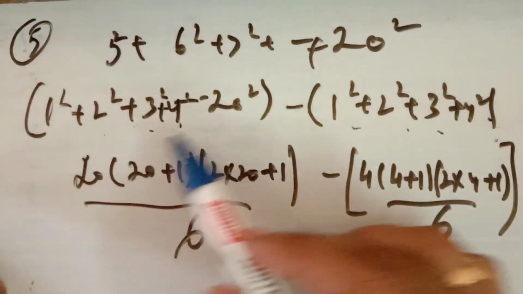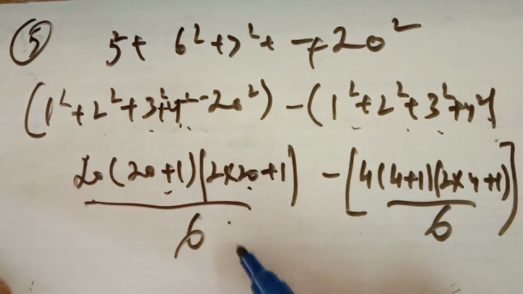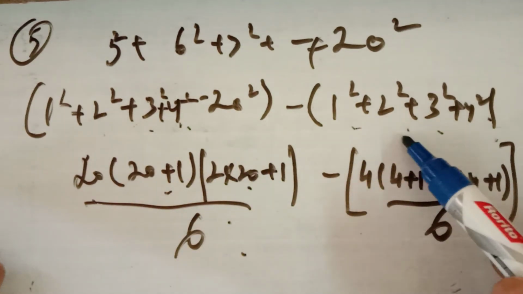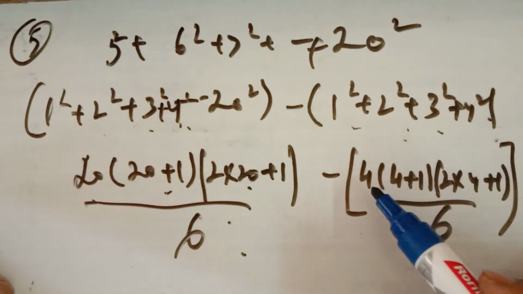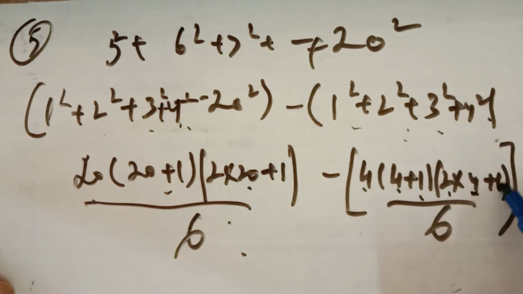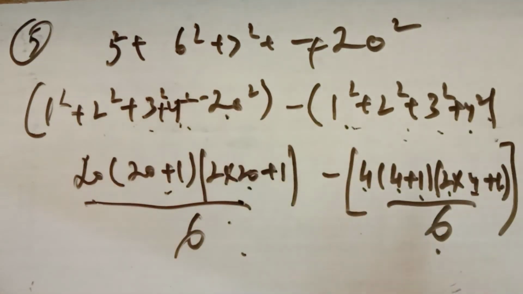This is the sum of the squares of the first 20 natural numbers, which is n into n plus 1 into 2n plus 1 upon 6, and this is the sum of the squares of the first 4 natural numbers, which again equals n into n plus 1 into 2n plus 1 upon 6, where here n is 4 and here n is 20. So 1 or 2 questions are remaining in this exercise, which you can try yourself by finding the nth term of the given sequence and then finding the summation.